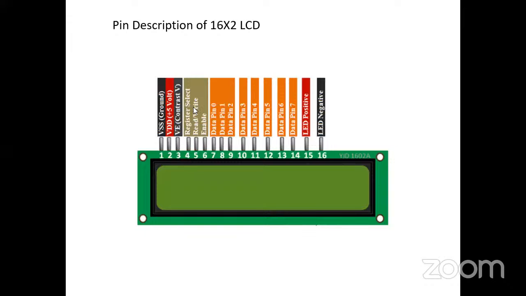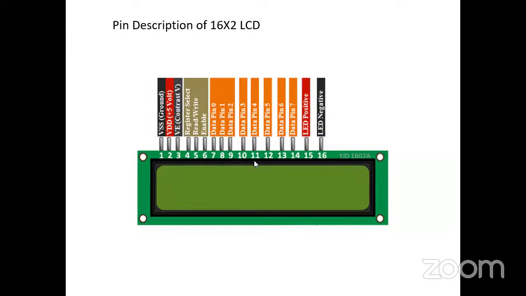Next, the fourth one is register select. Here we have two types of registers: one is the data register, another one is the command register. The fifth one is read write. The sixth one is enable. The seventh one is data pin.